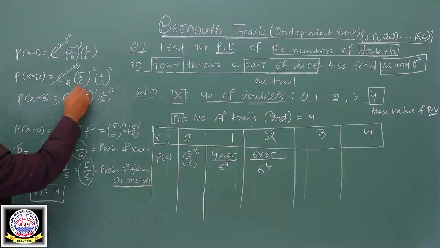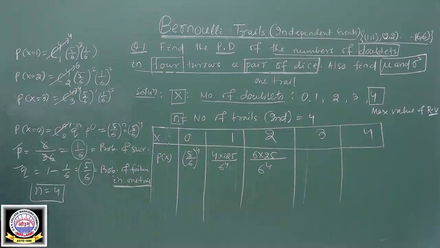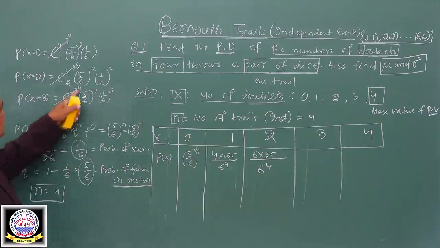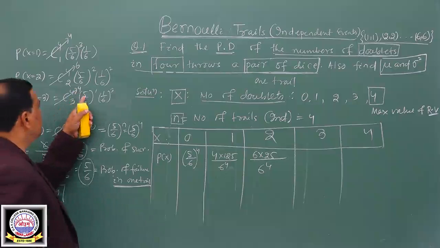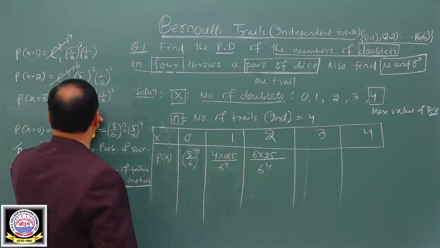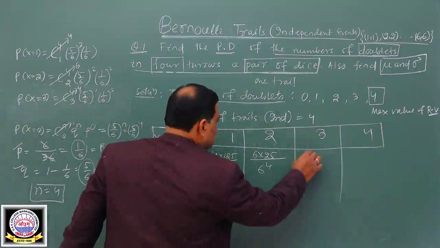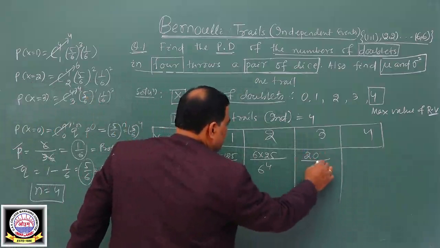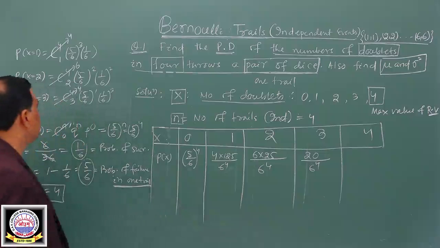So 4C3 is equal to 4. So 4 into 5, 4 into 5 is equal to 20, by 6 to the power 4.